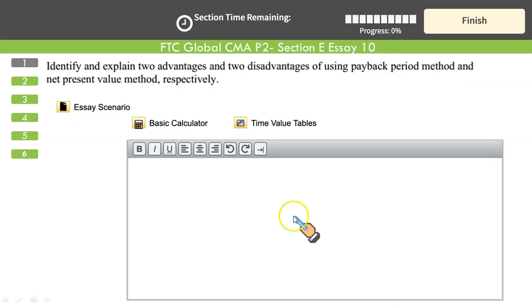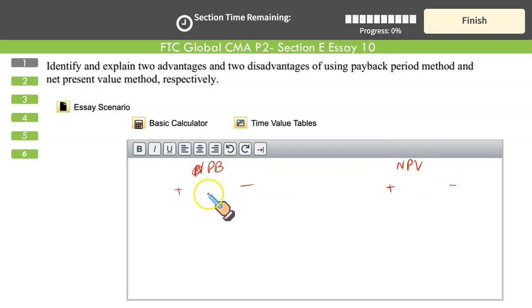First question: identify and explain 2 advantages and 2 disadvantages of using the payback period method and net present value method. So basically he has asked you to give advantages and disadvantages of both NPV and payback. So I will just list the ideas down here. First let's write payback and then NPV, in the same sequence he has asked you. Positives and negatives, positives and negatives.